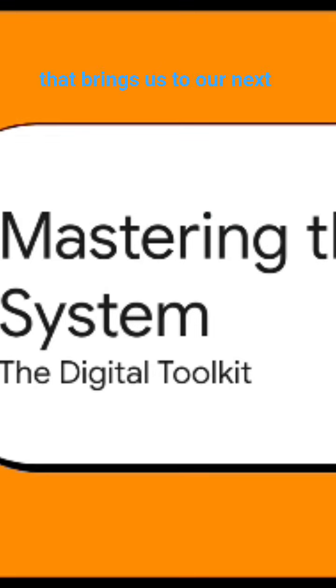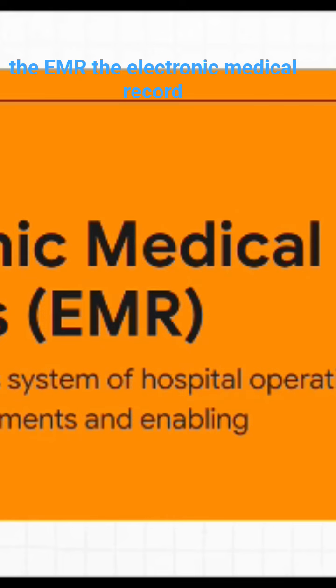Amazing. All right, so to be a system architect, you obviously need the right tools for the job. And that brings us to our next section, mastering the digital system that makes this whole new strategic role even possible. So let's talk about the EMR, the electronic medical record. I want you to think of it as the hospital's digital nervous system. Seriously, it's so much more than a digital filing cabinet.